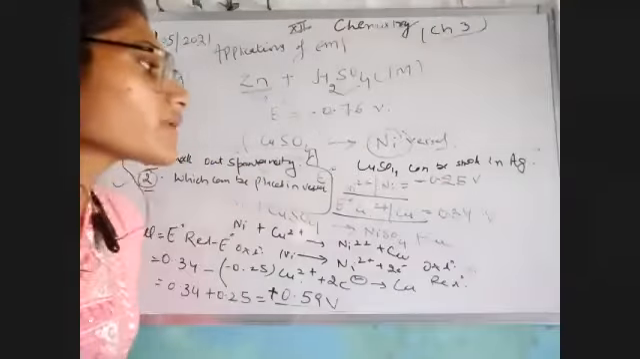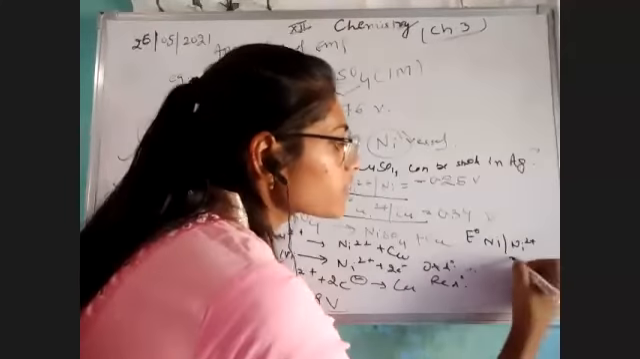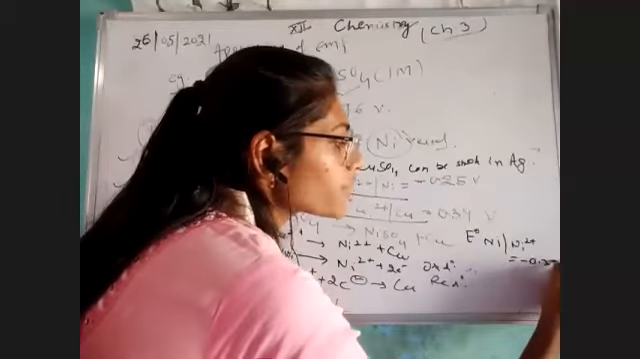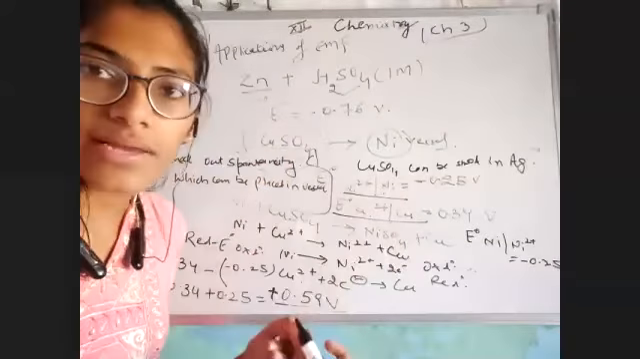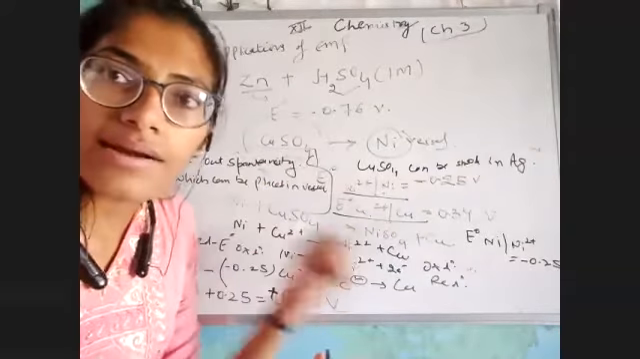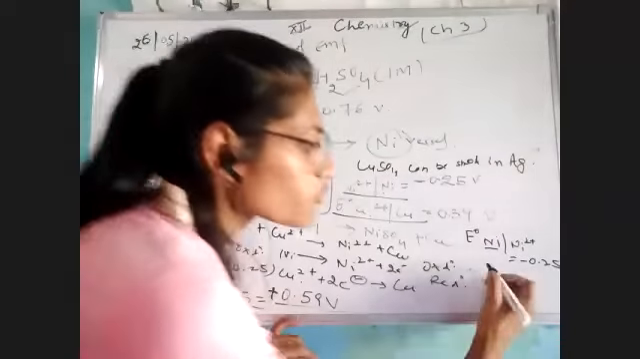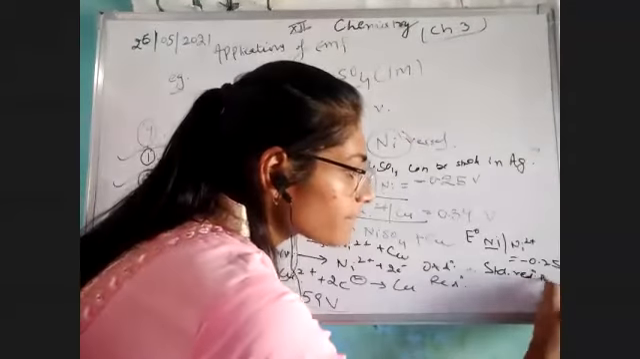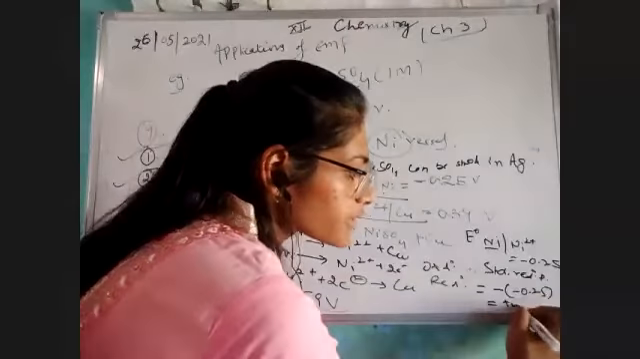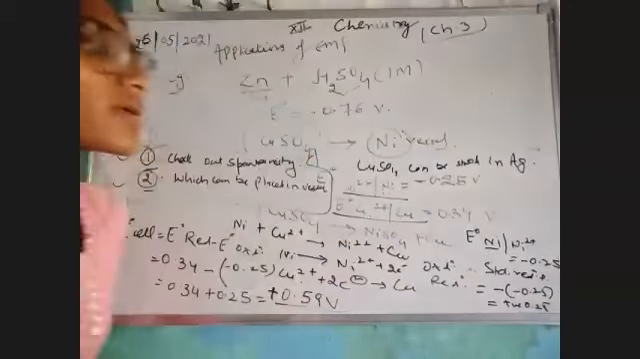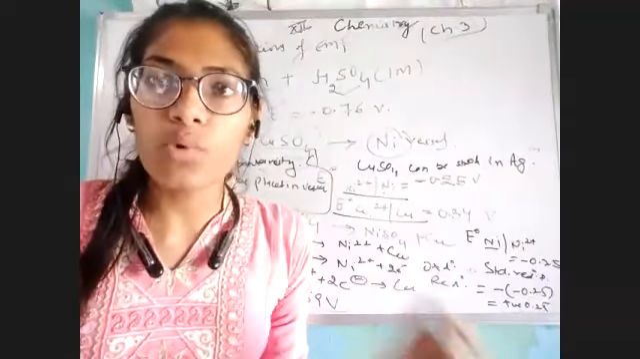But if the question says E naught nickel to nickel 2 positive equals minus 0.25 volt. Nickel 2 positive to nickel, that means it's gaining 2 electrons. That means the standard reduction potential is asked, and what is given seems to be the oxidation potential. So what would you do? You would simply do standard reduction potential equals minus of minus 0.25, that is positive 0.25. You have to do nothing else, just change the sign, and this sign is very important.